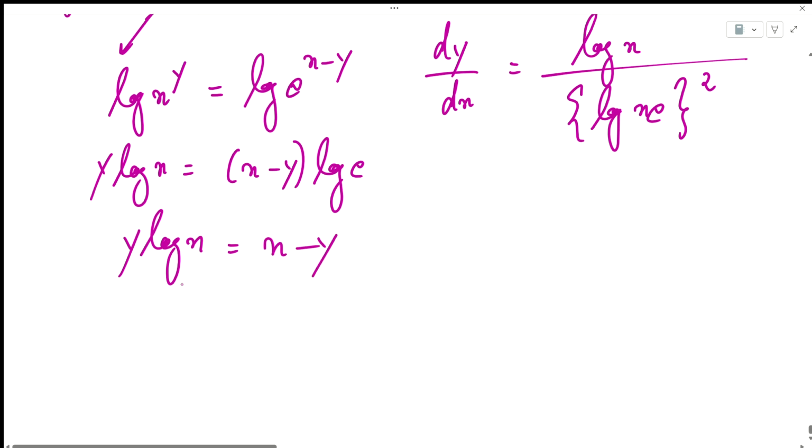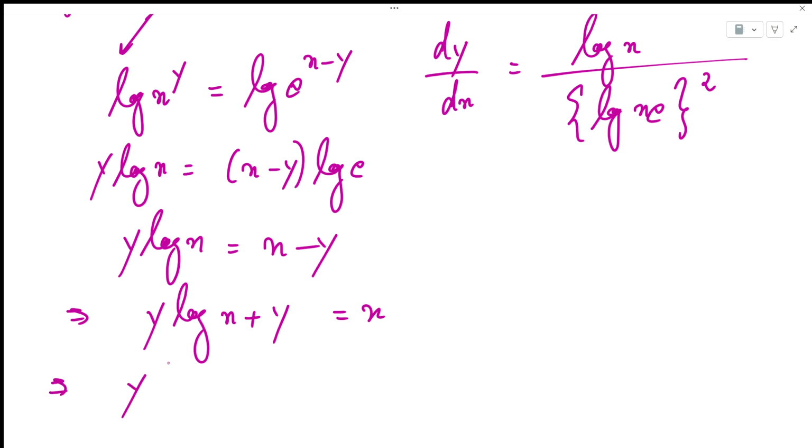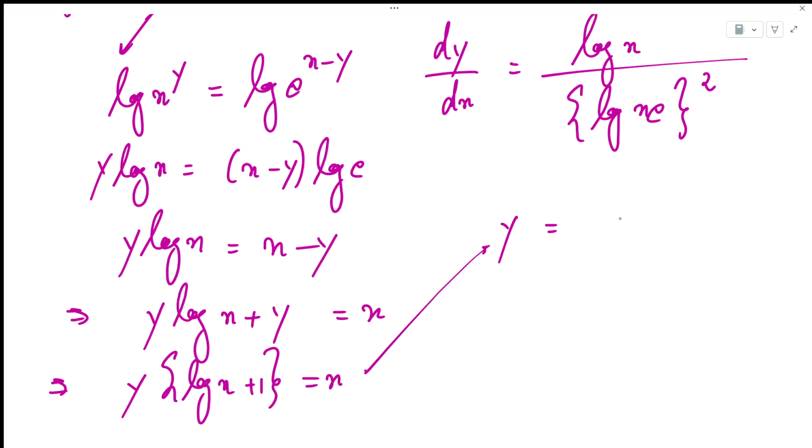Okay, so what I can do over here is, y log x plus y, this is gonna give me x. Now over here if you take the y common, you are gonna have what? Log x plus 1, which is equal to x. So we can basically write this y is equal to x upon log of x plus 1.